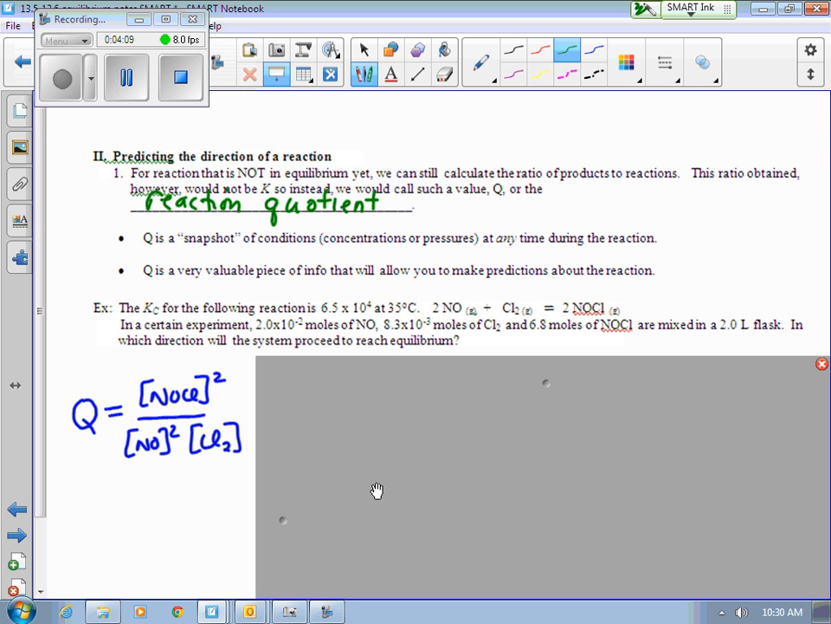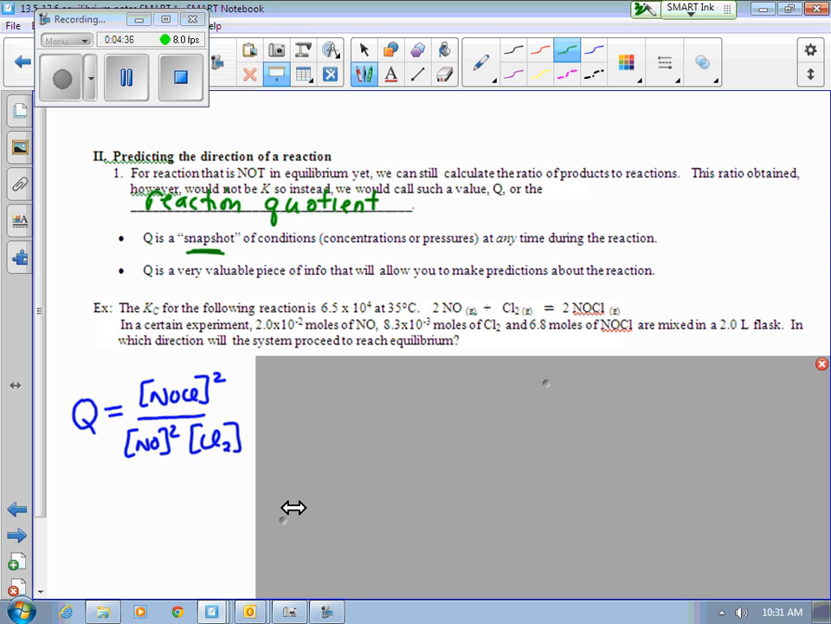Okay, the basic idea is that solving for Q is the exact same thing as solving for K. It's just that if you're solving for Q, you're not at equilibrium conditions. A way to look at Q is as a snapshot of particular conditions at any random moment during a chemical reaction. The reason we solve for Q is that it can tell us what the system will do to reach equilibrium, so you can make predictions.